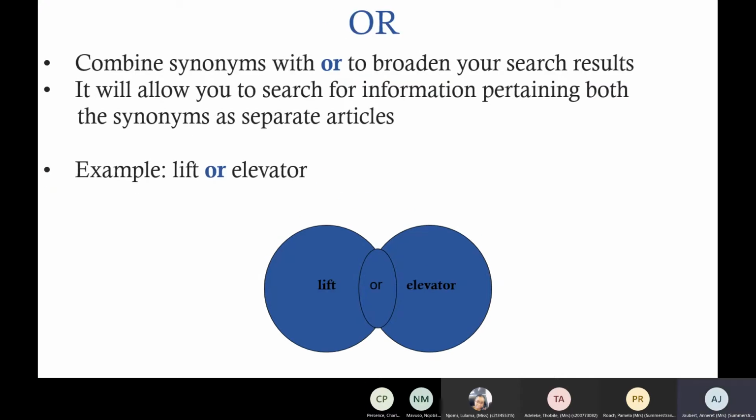OR combines synonyms to broaden your search results. It will allow you to search for information pertaining to both the synonyms as separate articles. So in this case, you will find lift OR elevator. So it's two synonyms that you will use, and you will find separate results for each one. So you will find articles on lift and you will find articles on elevator.